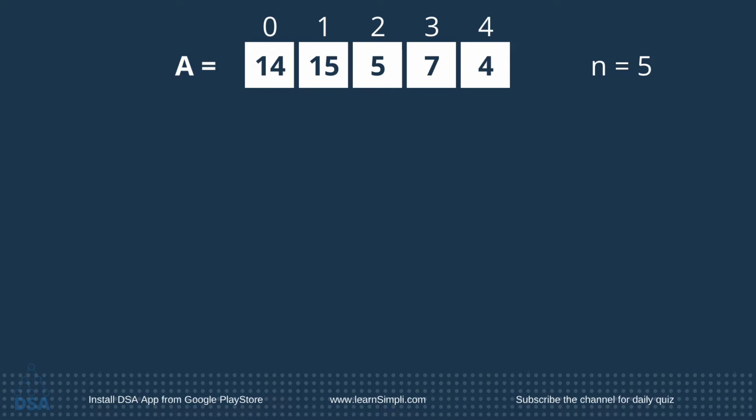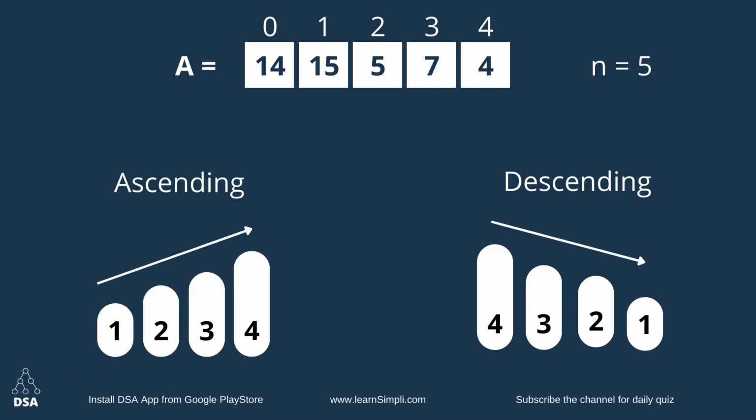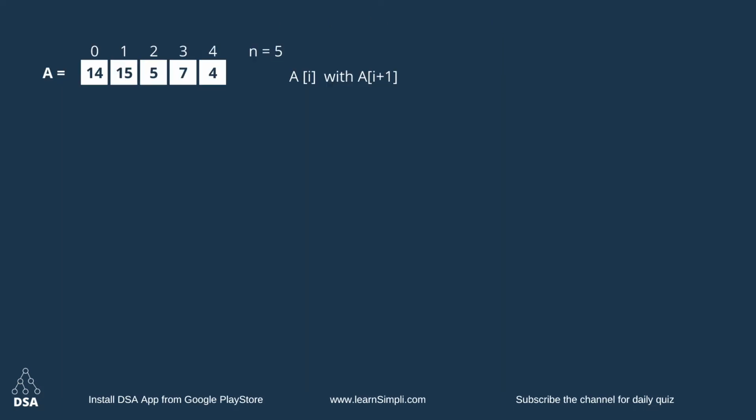So the basic working principle of bubble sort is to compare two adjacent elements and check if they are in a particular order. If not, then we will swap those elements in that order, either ascending or descending. Here I will be sorting the array into ascending order, and the elements will be compared with each other and swapped if they are not in order. In other words, we are going to compare A of i with A of i plus 1. Here A is the array name.